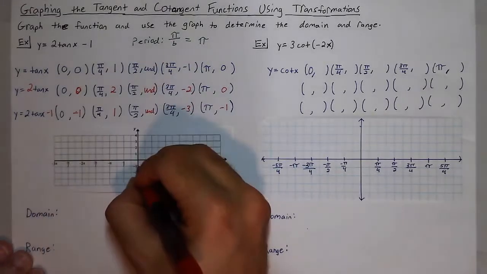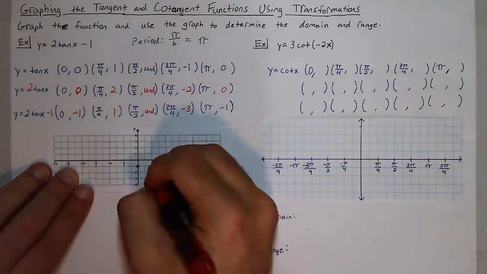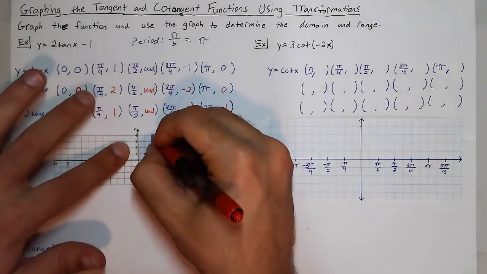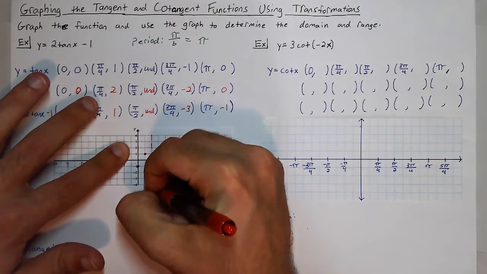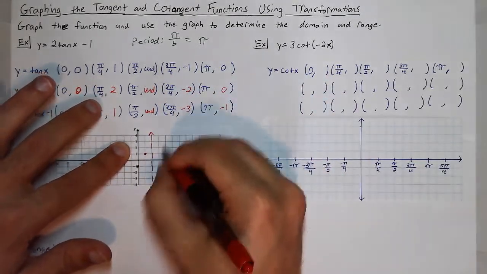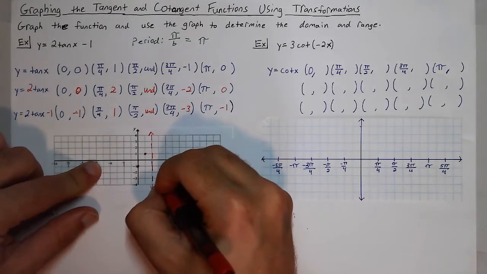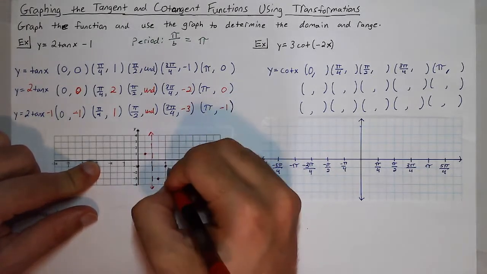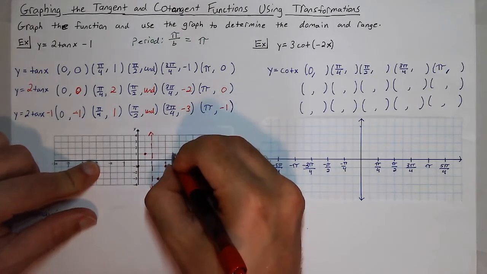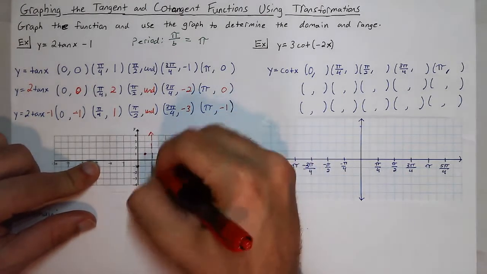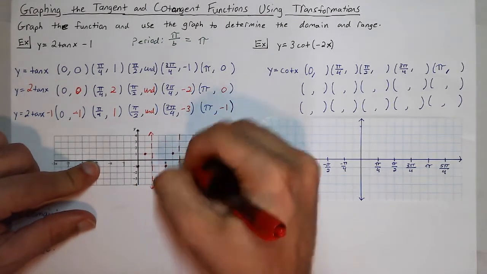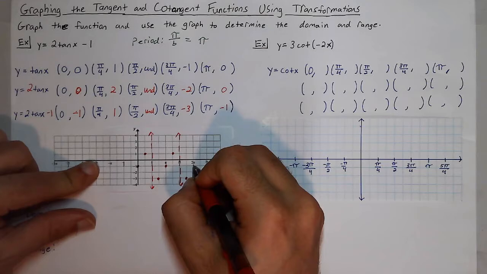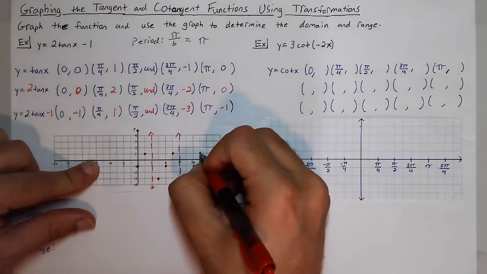So 0, negative 1. Pi over 4, 1. Then at pi over 2, it's undefined, so I'm going to put a vertical asymptote. Then at 3 pi over 4, it's negative 3. Then at pi, it's negative 1. And then it repeats this process. So again, the next point after pi, next pi over 4 over, would be 1. And then I would have my asymptote. And then after the asymptote, it should be negative 3, then negative 1, then 1, then an asymptote.